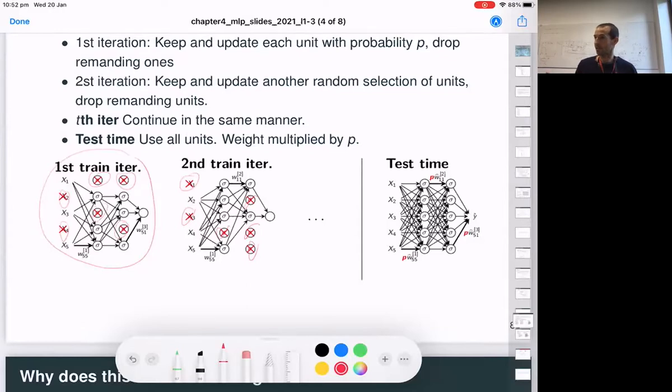When I finish my learning process, at test time I use all the units, but to have a good prediction, I multiply each weight by the probability of being dropped. So why does this idea work? Do you get the process? I can explain slowly if you didn't get it, because it doesn't make sense to go too fast if we don't understand.